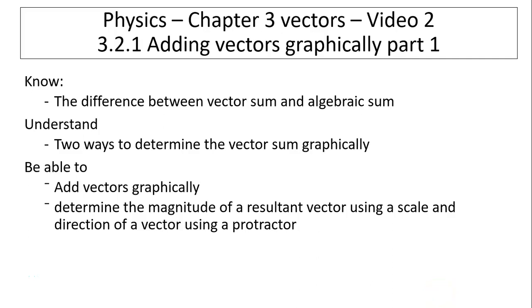This is Physics Chapter 3 Vectors Video 2. Today's topic is Adding Vectors Graphically Part 1. The objectives are: know the difference between vector sum and algebraic sum. Understand two ways to determine the vector sum graphically. Be able to add vectors graphically. Determine the magnitude of a resultant vector using a scale and the direction of a vector using a protractor.